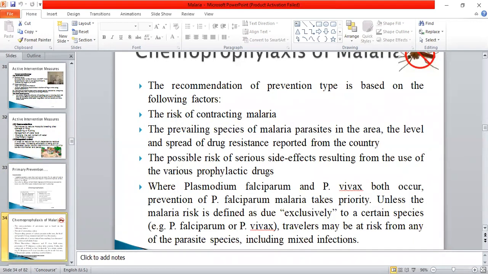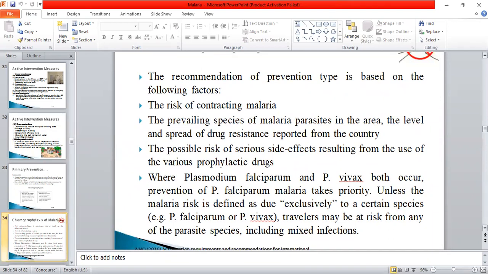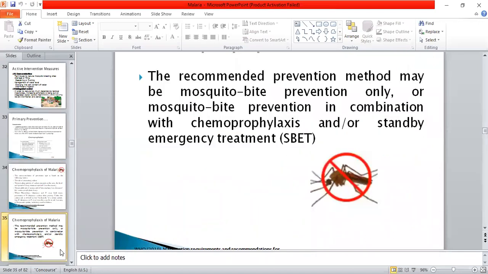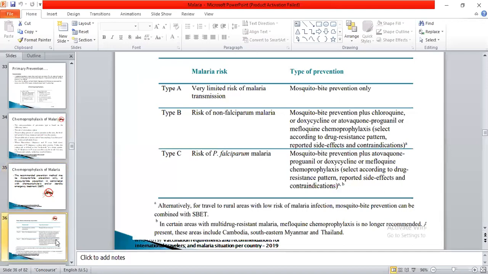The chemoprophylaxis recommendation of the Pakistan malaria control program is the same. The risk of contracting malaria depends on the prevailing species, where Plasmodium falciparum and vivax both occur, and the type of species. The recommended prevention method may be mosquito bite prevention only, or mosquito bite prevention in combination with chemoprophylaxis and standby emergency treatment. Chemoprophylaxis is also divided according to the malarial risk. If type A, which is related to very limited risk of malaria transmission, we can only provide the mosquito bite prevention strategy. If type B, which includes risk of non-falciparum malaria, mosquito bite prevention plus chloroquine and doxycycline is given.